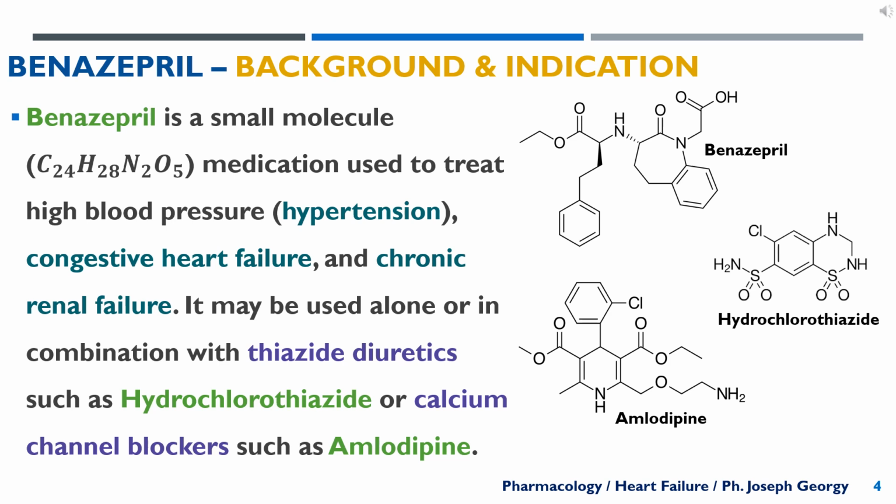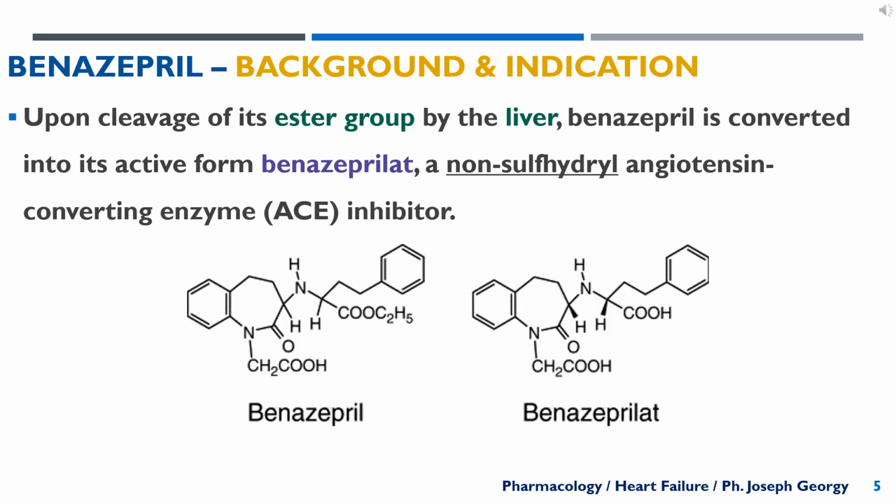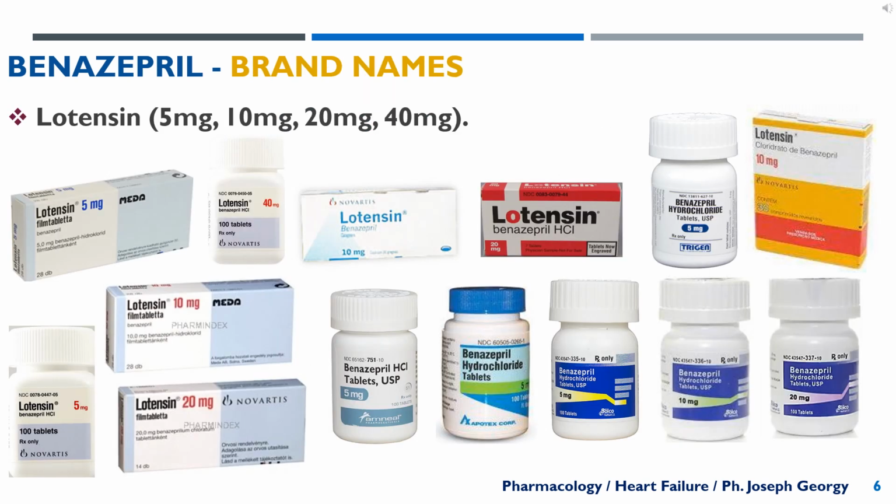So this molecule represents a medication that is used to treat high blood pressure or hypertension, congestive heart failure, and chronic renal failure also. It may be used alone or in combination with thiazide diuretics such as hydrochlorothiazide or calcium channel blockers such as amlodipine. Upon cleavage of its ester group by the liver, benazepril is converted into its active form benazeprilate, a non-sulfhydryl angiotensin converting enzyme inhibitor. Now about the most common brand names of this drug.